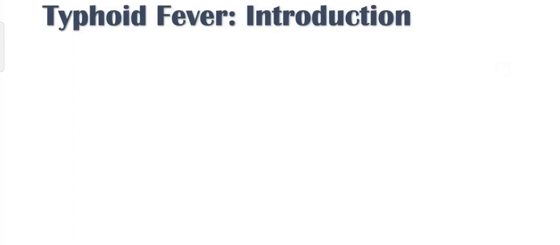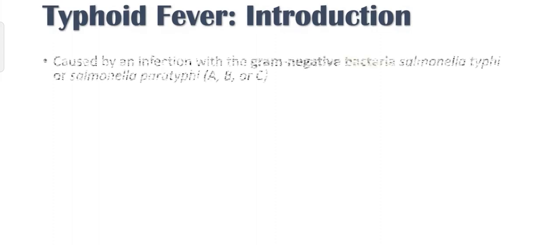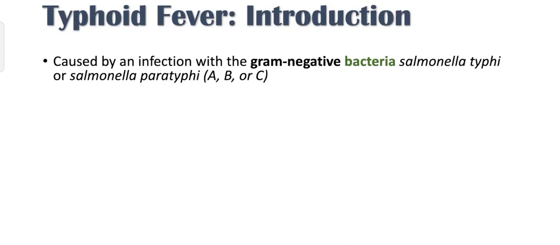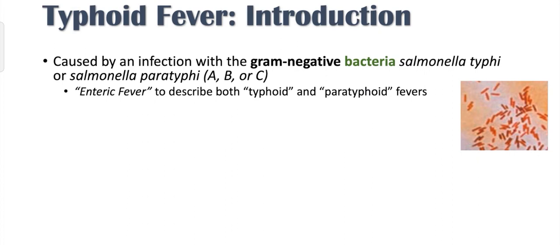What causes typhoid fever. We're also going to talk about the pathogenesis, signs and symptoms, diagnosis, and treatment of typhoid fever. So typhoid fever is caused by an infection with the gram-negative bacteria Salmonella enterica serovar typhi, or simply Salmonella typhi, or a related bacteria Salmonella paratyphi, which has different subtypes A, B, or C. Both of these bacteria cause slightly different clinical presentations, but we generally call infections by both of these typhoid fever. There's also the term we use, enteric fever, which describes both the typhoid and paratyphoid fever. So we can use typhoid fever or enteric fever interchangeably.